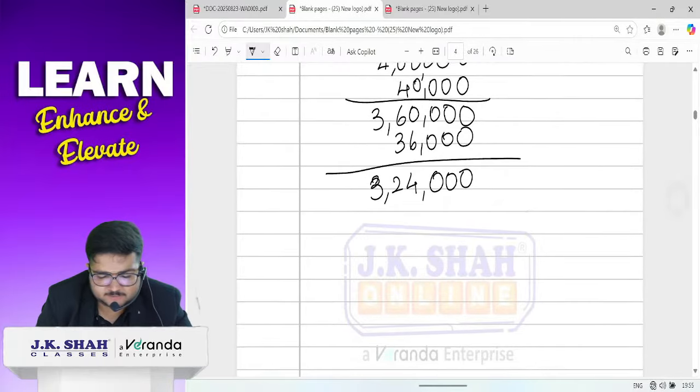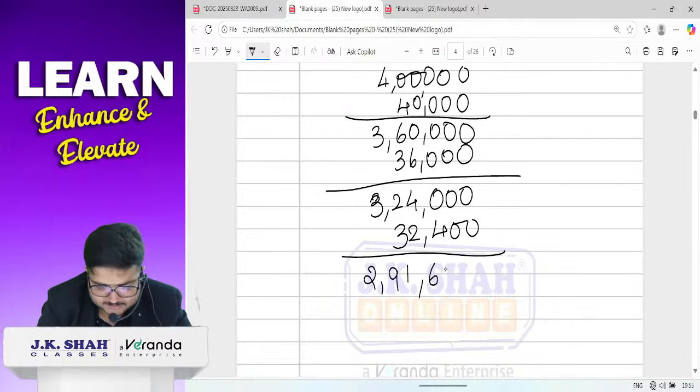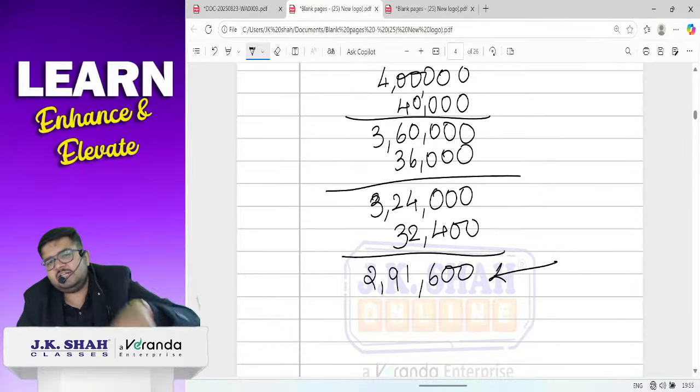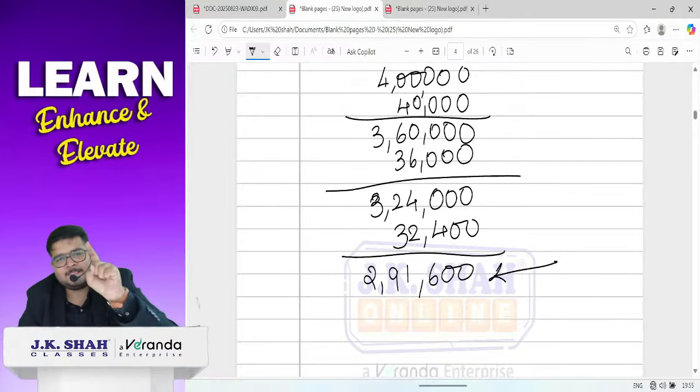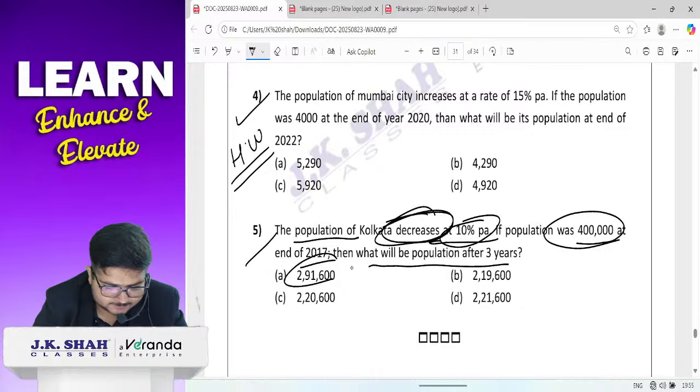Again we have to find 10% and subtract. 10% is 32,400 and we will subtract this. So the answer is 2,91,600. This is the remaining population of Kolkata after 3 years when the population is decreasing at 10%. The answer is option A.